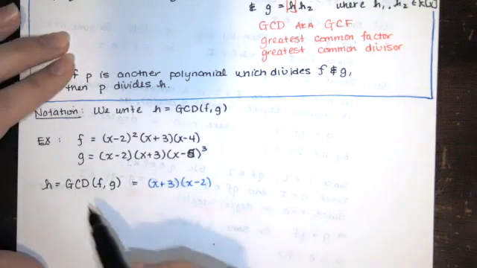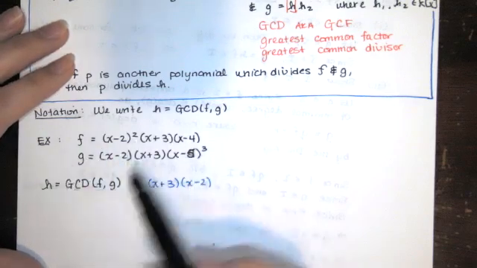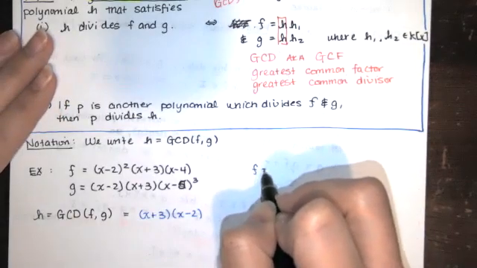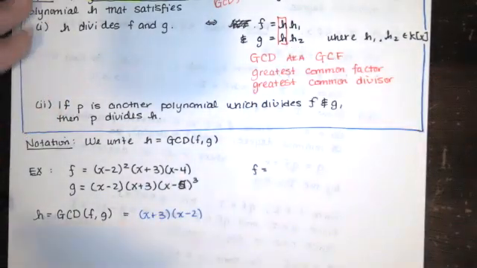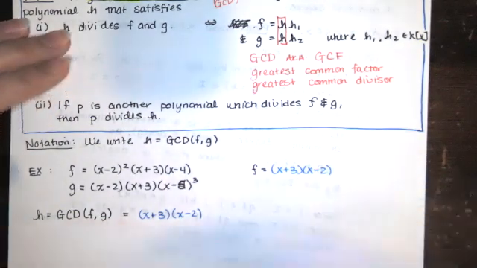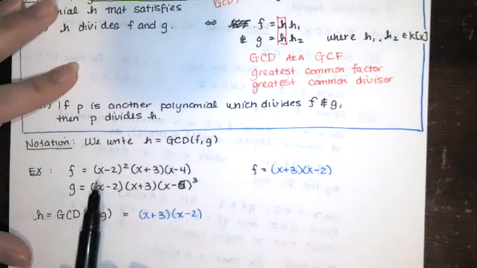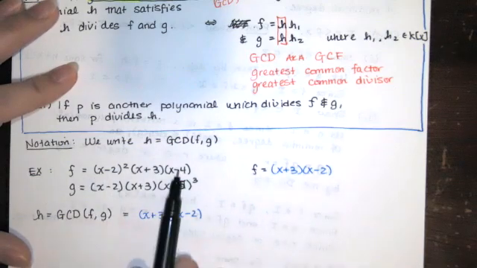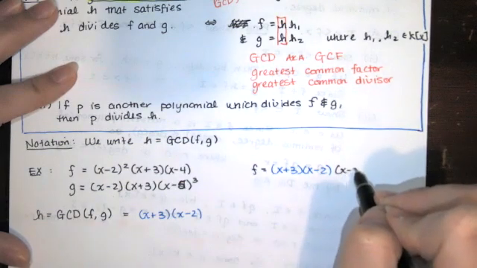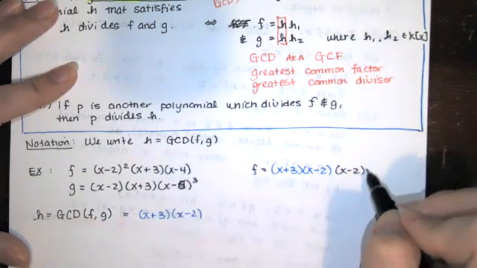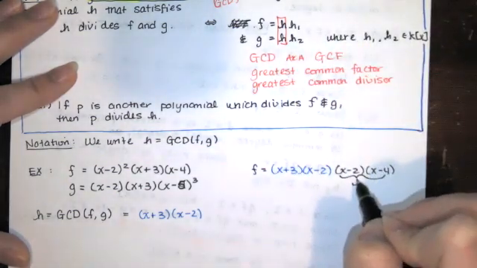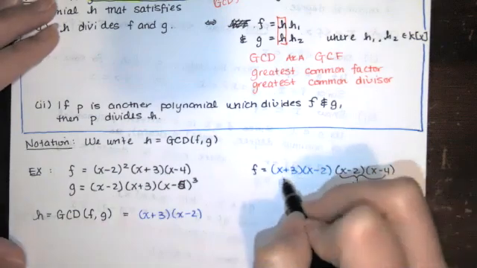And one way that you can show that these functions can be written in this form is to say, well, what is f? f is equal to h, which is x plus 3 times x minus 2, times some other polynomial. Well, what else? What's missing in order to create this? Well, I need another x minus 2, and I need the x minus 4. So this is the h1 that we have up there. And of course, this is h.